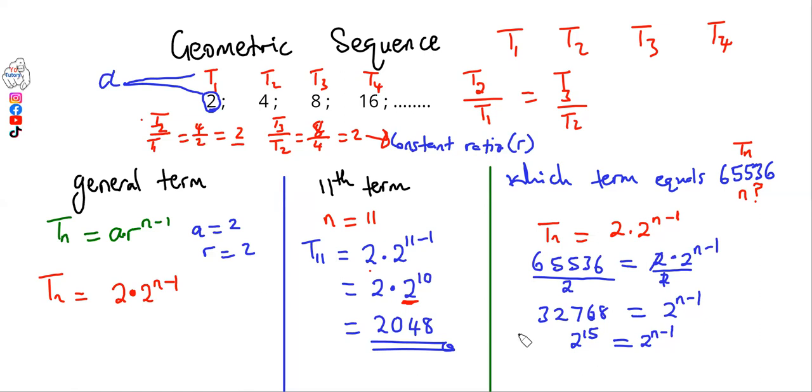Now we look at the exponents. These are our bases, so once the bases are the same, the exponents must also be the same. So 15 equals n minus 1, and when you take the 1 to the other side, n is equal to 16. So our answer is 16.